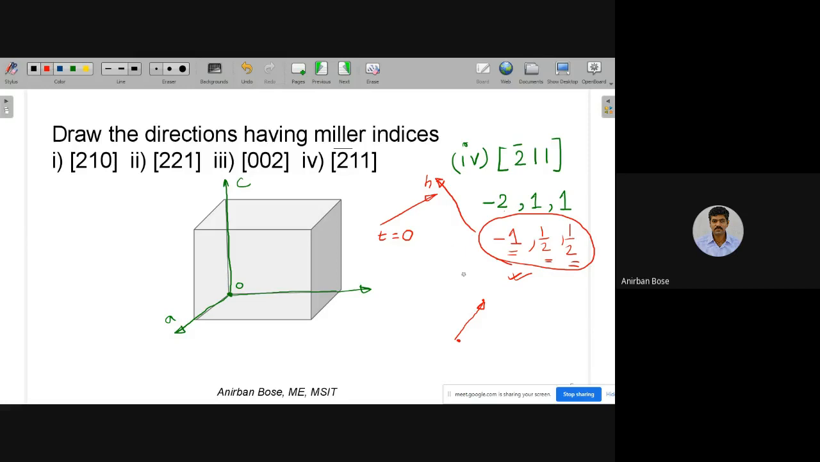Now if you want to plot -1, what will be the problem? Definitely that -1 will go out of this particular unit cell that has been drawn, right? If you try to plot -1, then the problem will be that -1 definitely will take this point out of this particular cell. So that we do not want. We want to make the whole direction within the cell. That means the point should be within the cell.